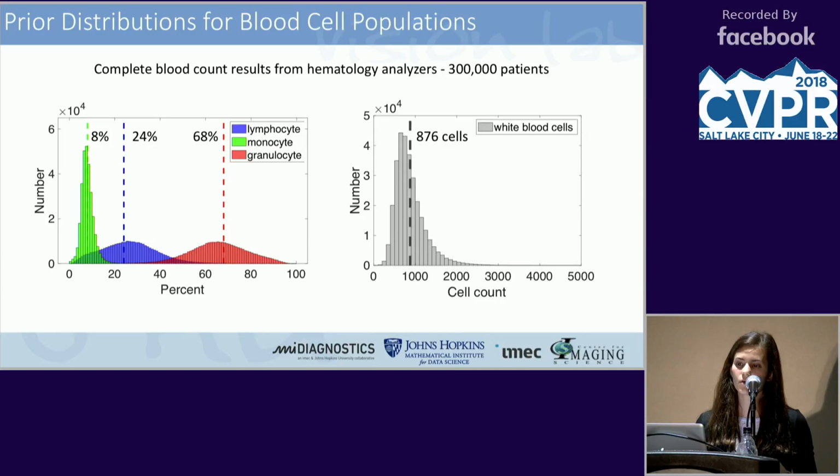For example, we know that a typical patient has 8% monocytes, 24% lymphocytes, and the rest of their blood cells granulocytes. So it doesn't really make sense to independently detect and classify every cell in the image because we don't have an obvious way to incorporate the prior distribution for blood cell populations.